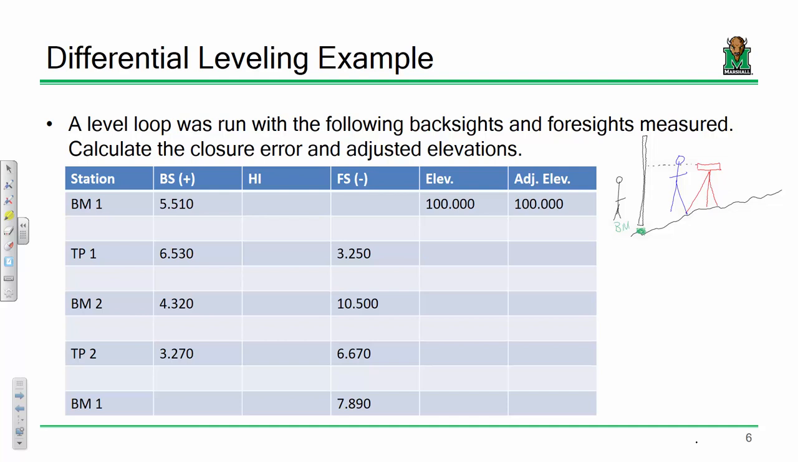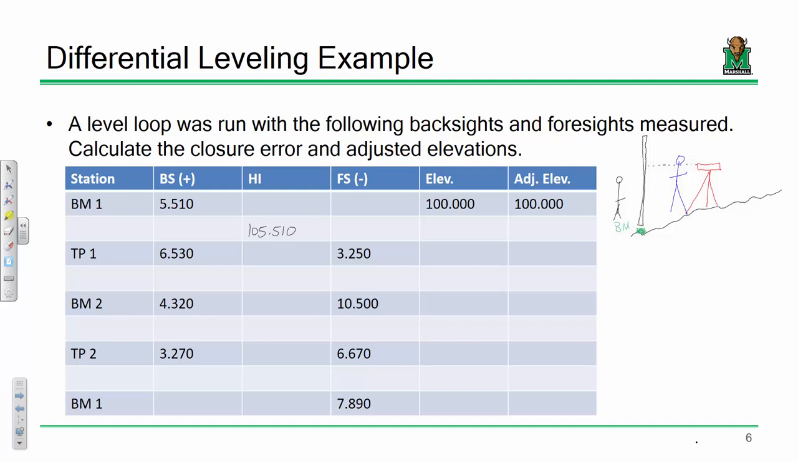Okay. And so let's say, for the sake of discussion, that benchmark is at an elevation of 100 feet. Okay. And then they take a reading, and they read 5.51. Okay, so what that means is, this is 100, and this distance is 5.51, how high is the instrument? 105.51. So right here, the height of the instrument is 105.51. That's the height of the instrument.